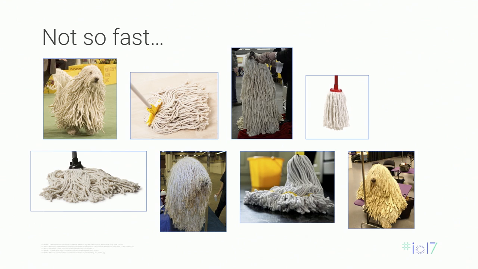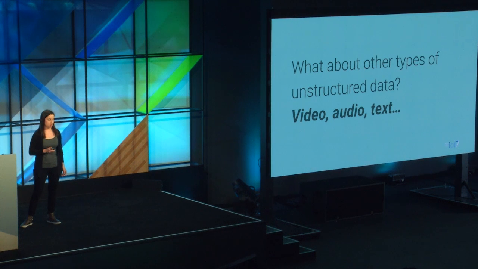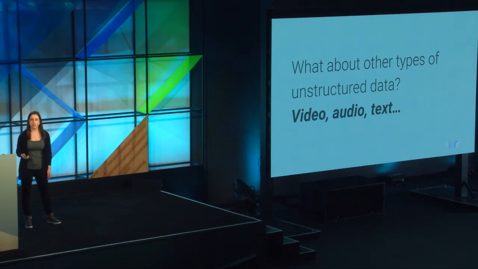So here we have 4 pictures of sheepdogs and mops. And it's kind of hard, even for the human eye, to tell the difference between the two. So the idea here is we don't want to write specific rules in our code to look for certain things in our pictures. We want to write code that will find these patterns for us. Because we might not have just photos of animals and fruit. We might have photos of everything. And in addition to photos, we might have other types of unstructured data, like video, audio, and text.